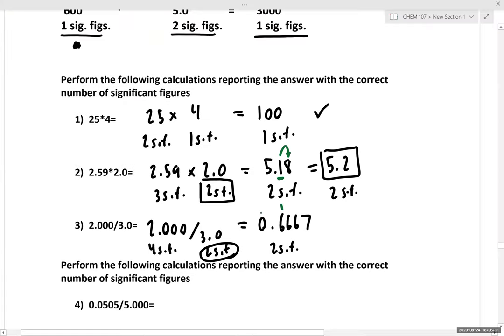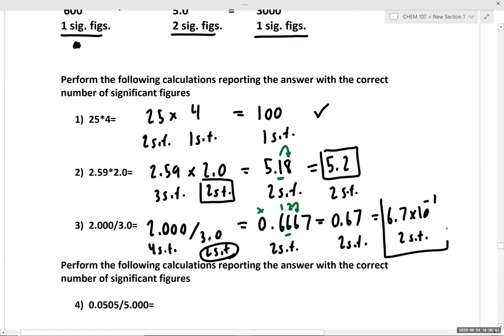So counting, we don't count our leading zero. We count to our second significant digit and we look one space to the right. Now, we can clearly see 6 is greater than 5, so we round up to 0.67. This number has 2 sig figs, and we can also rewrite this in scientific notation for clarity as 6.7 times 10 to the negative first. And we can clearly see that this number has 2 significant figures as required from our multiplication rules.